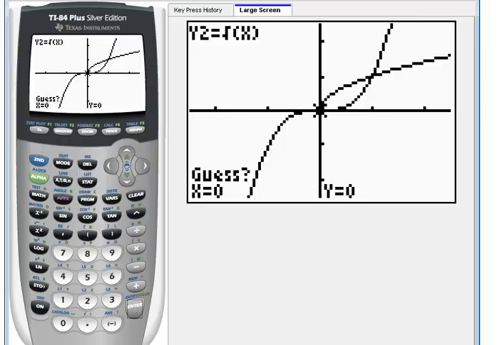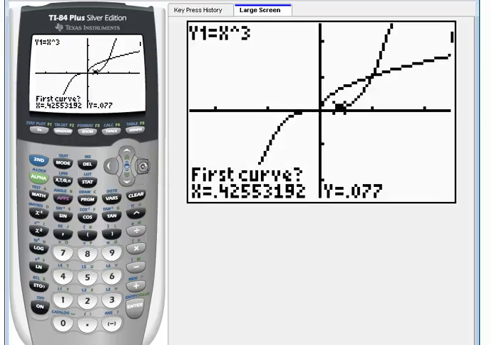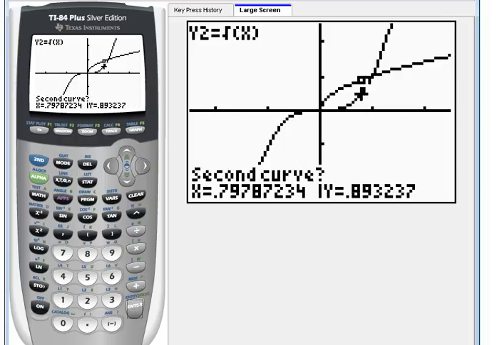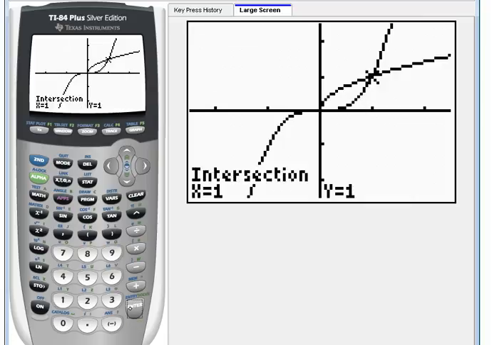Now the reason you have to guess is because notice there are 2 points of intersection, and you have to kind of position where you are there. So we know this one is at 0, and we could just hit enter, and it will tell us that the first intersection is at 0, 0. If we're looking for the second intersection, we do the same thing. Second, calc, 5 for intersect, move the cursor a little bit over. That's the first curve, enter, second curve, enter, and now we're closer to the second point of intersection, so we just have to hit enter again, and it finds the second intersection to be at 1, 1.